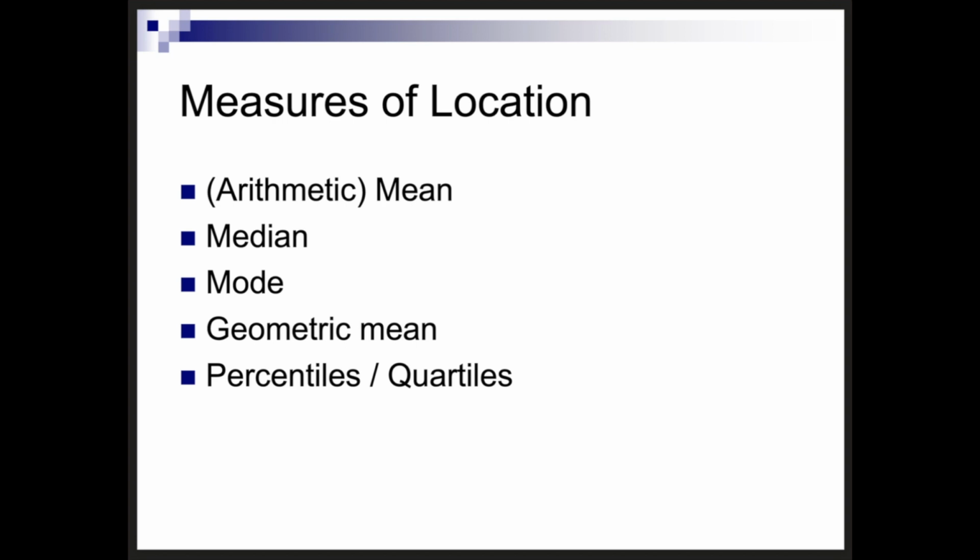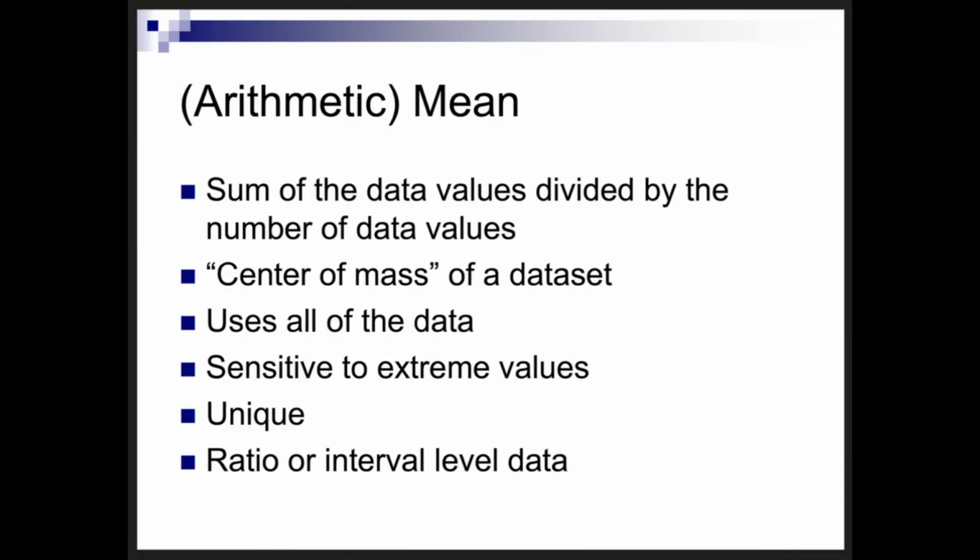Measures of location that we'll look at are the arithmetic mean, the median, the mode, the geometric mean, and then percentiles and quartiles. Now let's start off by looking at the arithmetic mean, or more typically called just the mean. You know this as the average, for example. The arithmetic mean is the sum of the data values in a data set divided by the number of data values in that data set.